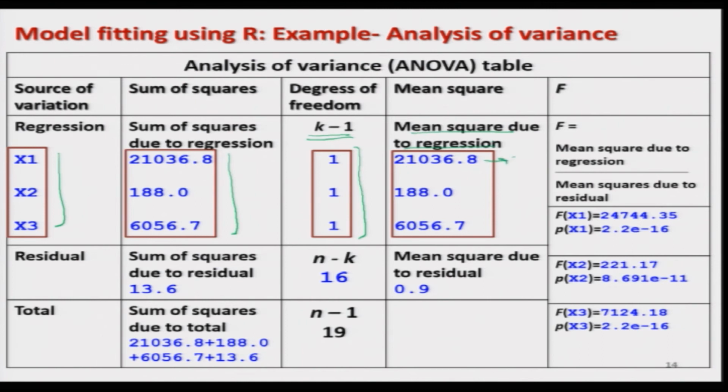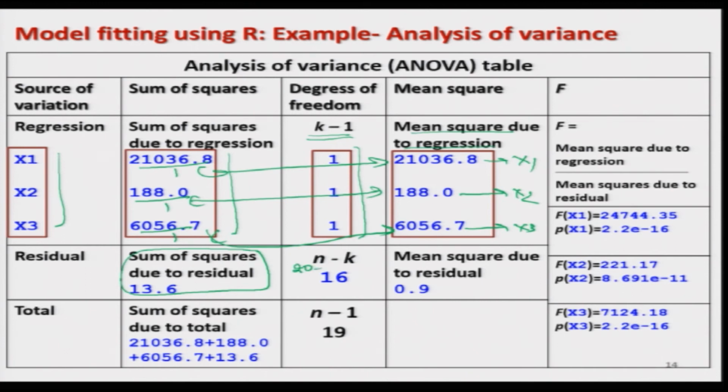This is for x1, this is for x2, and this is for x3. And since the sum of squares have been divided only by 1, that is why the sum of squares and mean square remain the same, right. And the sum of squares due to residual is this, and then minus k. N is 20, k is 4. So, this is 16.